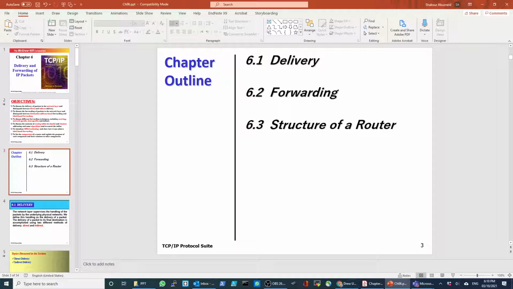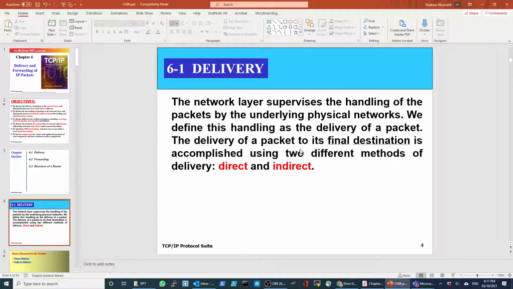Store and forward. To receive the data, store it, and forward it. Okay, find the path, store and forward. And then we'll take a look at the structure of the router.